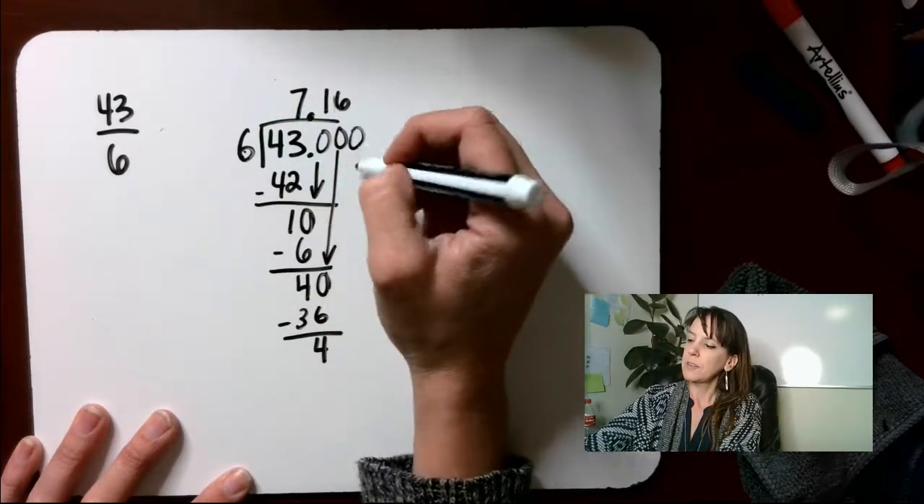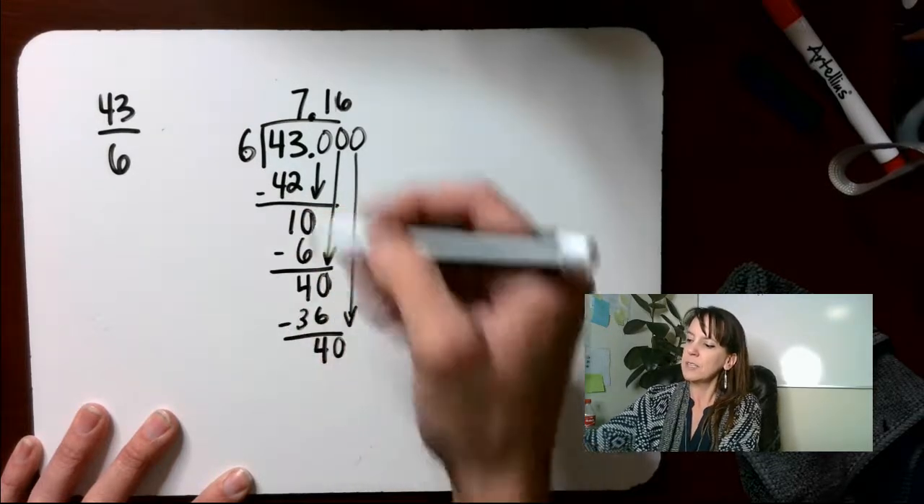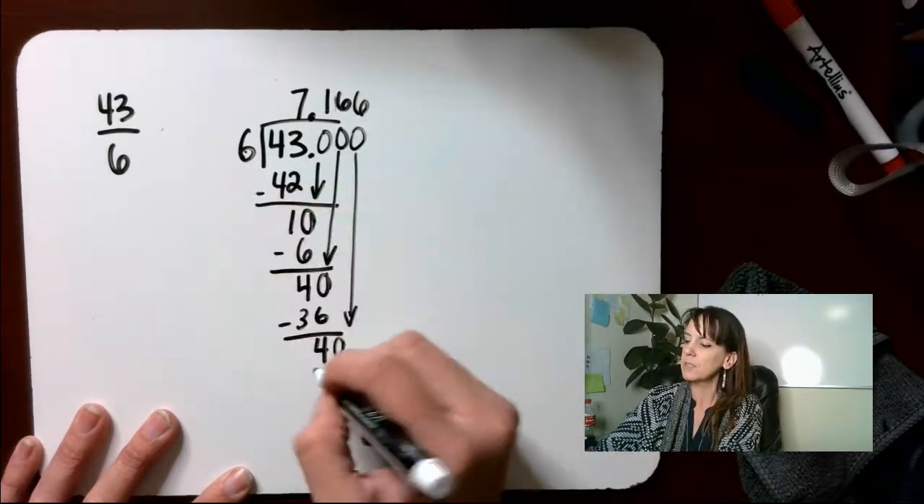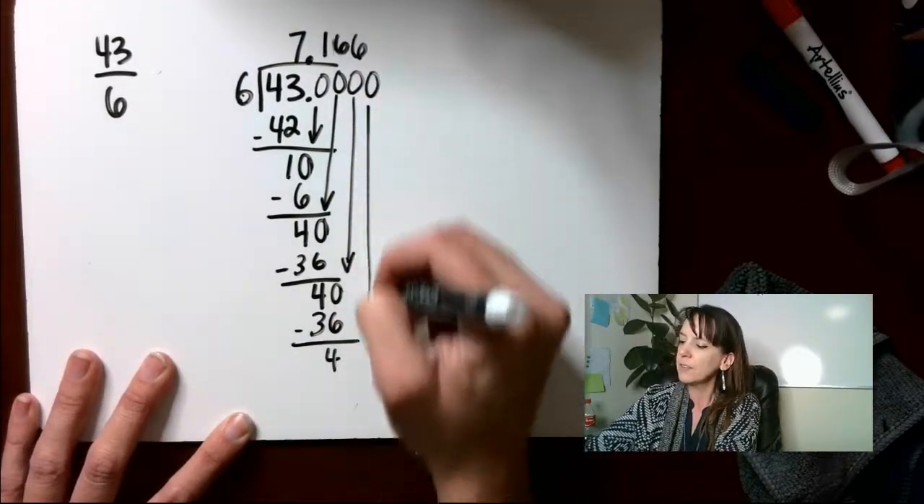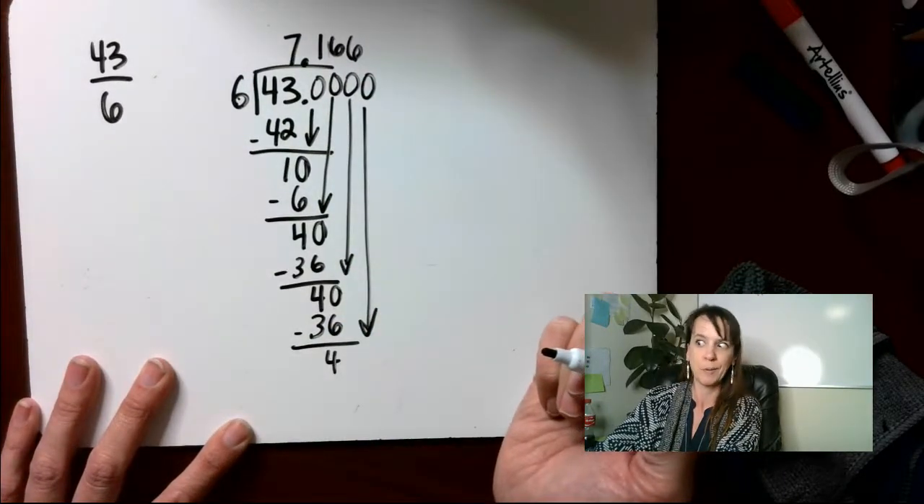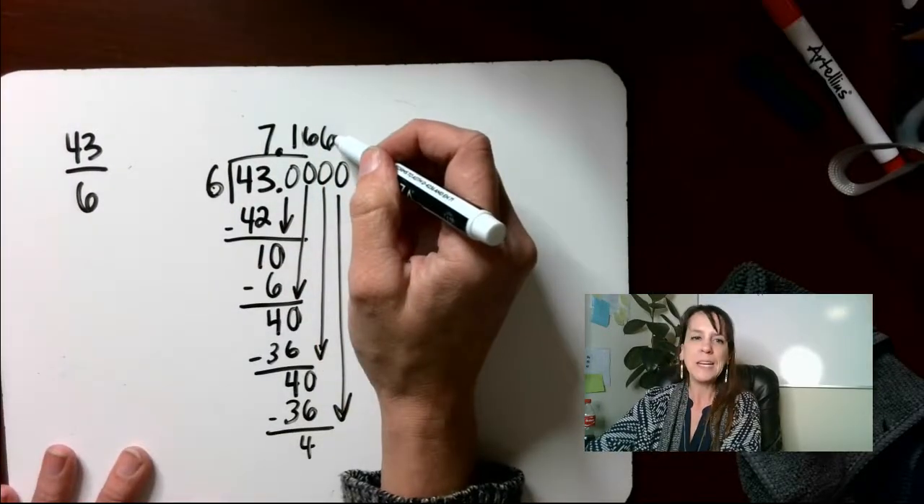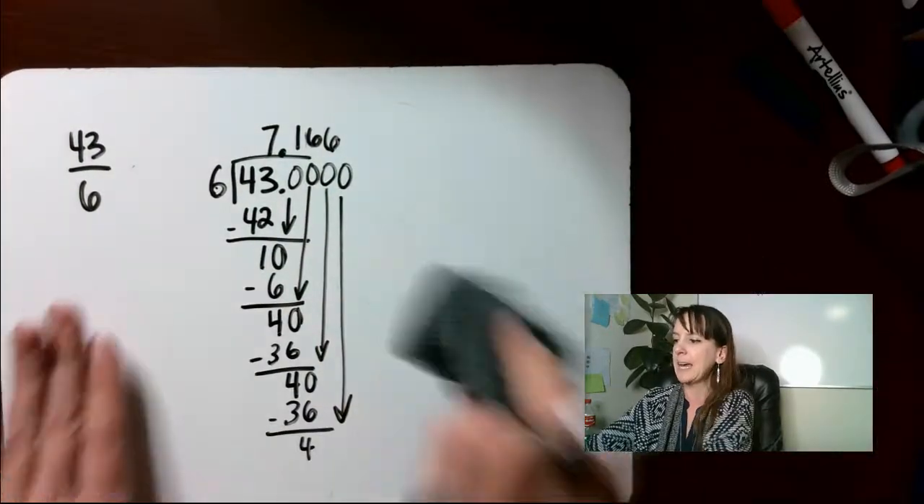And now we bring down another 0, and 6 goes into 40 six times. 6 times 6 is 36. Minus, you get 4. Bring down another 0. You can see how I can do this forever, right? So it's that repeating bit that we're going to be talking about today, okay?